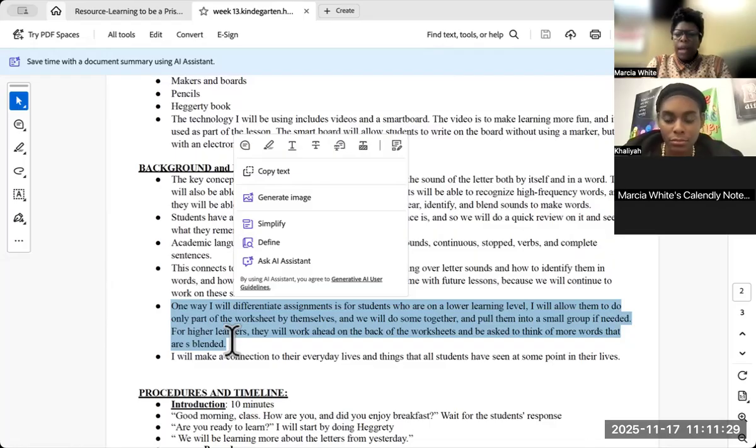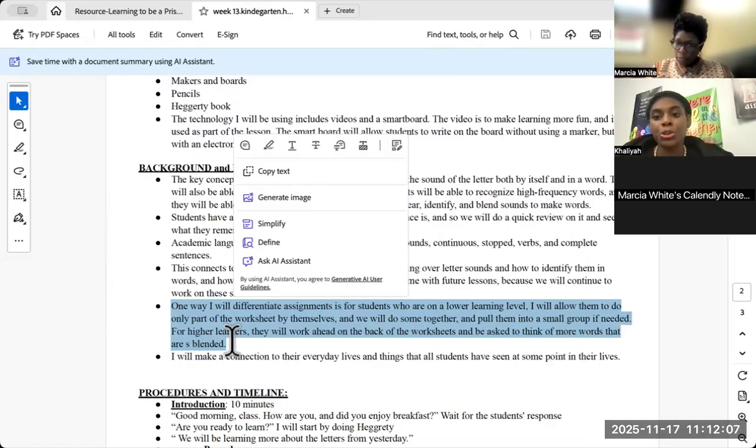Okay, and then you also say, for your higher learners, they will work ahead on the back of the worksheets and be asked to think of more words that are S blended. Will you ask them to think ahead and think of more words that may have the S blend? Are they writing those words? Are you expecting them to say them to you? How will you know?